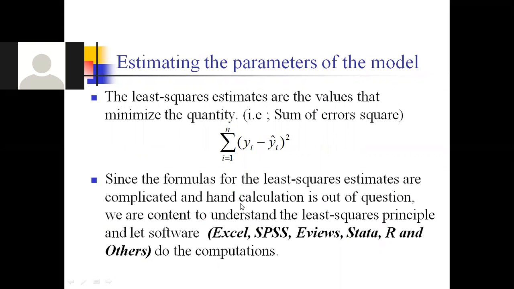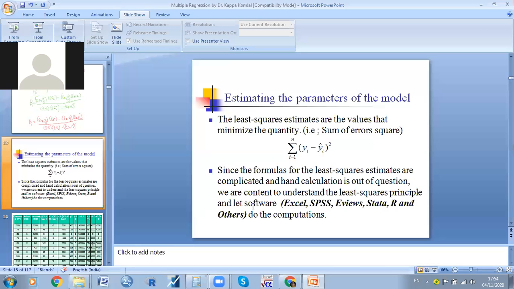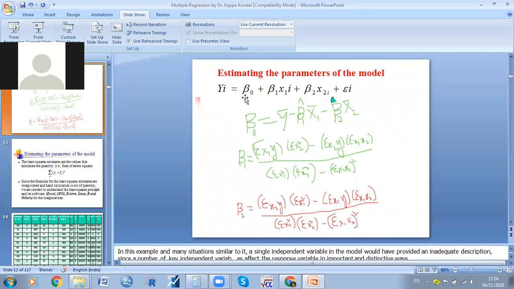So in order to calculate the errors, the OLS model estimates the values that minimize the quantity, nothing but minimizing the errors. Since the formulas of the OLS estimates are complicated, there are so many formulas. Through the normal equation we can also get it. There is also a deviation method, by which we can get the beta 0, beta 1, beta 2 values.